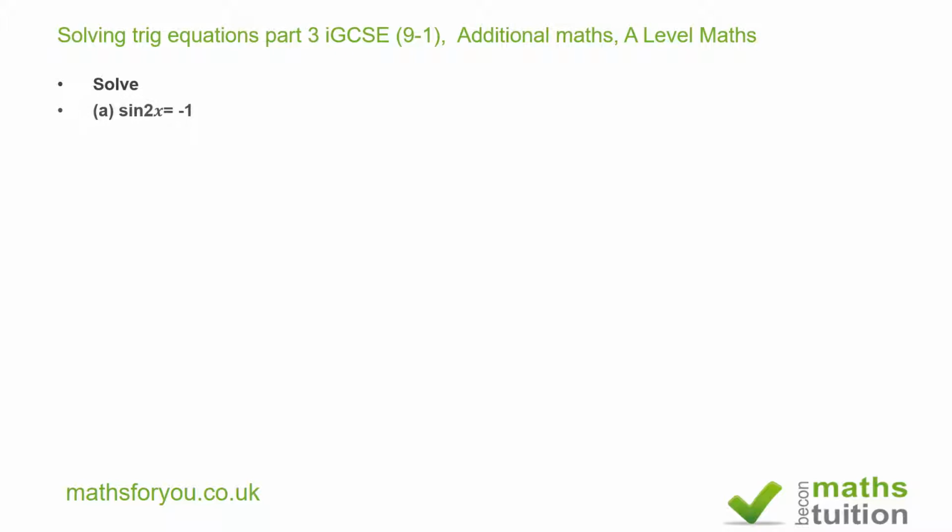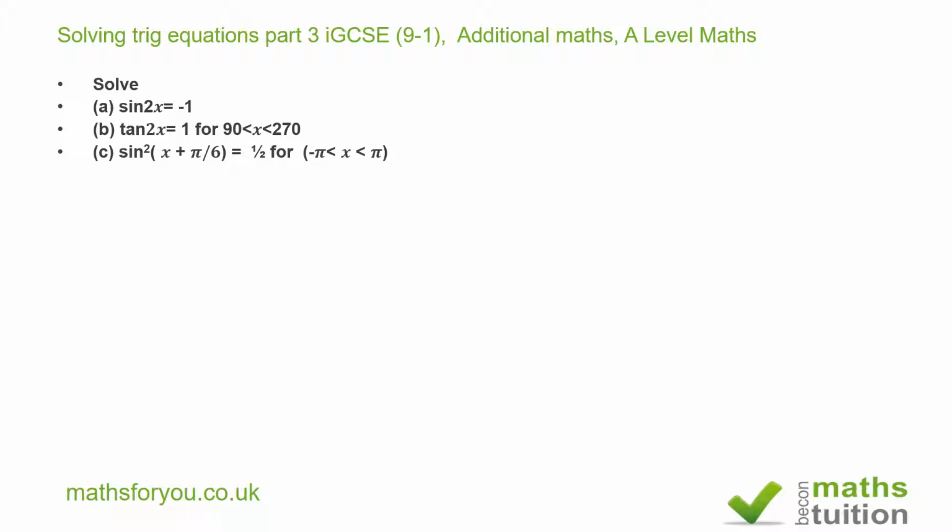So the first one says sine 2x is equal to minus 1, and then tan 2x is equal to 1 for values of x between 90 and 270 degrees. And also for the third one, it says sine squared (x plus pi over 6) is equal to half for values of x greater than minus pi and less than pi. So we expect the answer to be in radians.